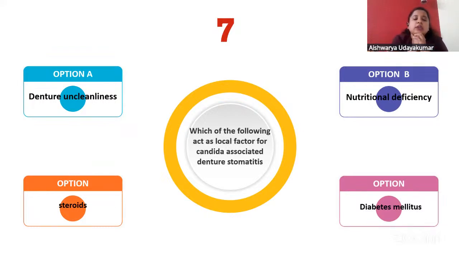Now you're thinking, okay, fine. All these options are already affecting. Now, what is the answer? They have not even given all of the above. Please understand, this is where you should read the question again. They have asked for a local factor. Local factors: denture and cleanliness.